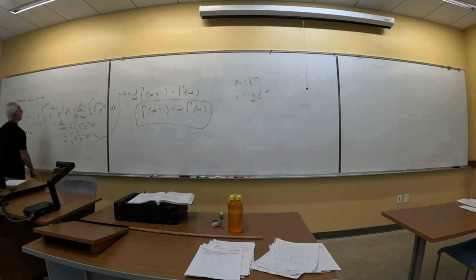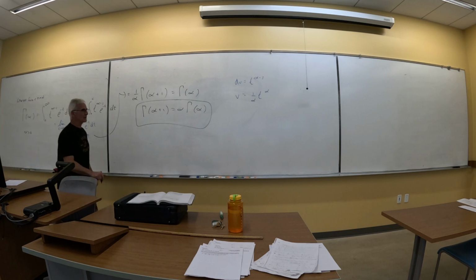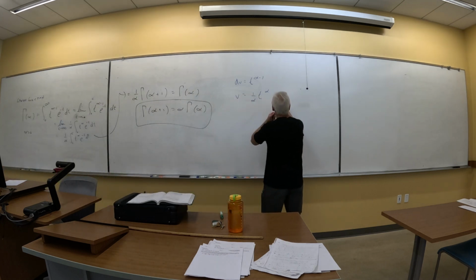What would be a really good value to choose for alpha? Zero? No, not zero. How about one? Do you all agree one might be a better choice? If I choose one, I want the gamma function of one.